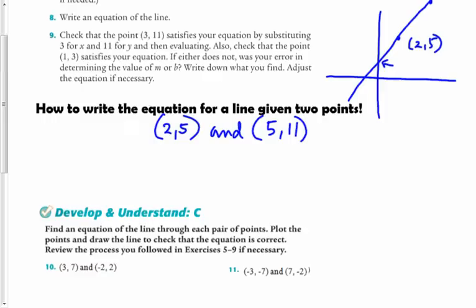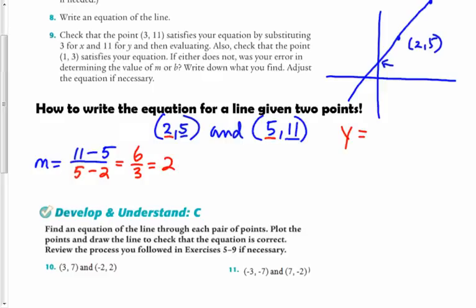So the first thing I'm going to do is find the slope, and we're going to use the slope formula since we have 2 points. I'm going to subtract my y values, which is 11 and 5. And then underneath there, I'm going to subtract the x values, which is the 2 and 5. And the 5 is with the y coordinate 11, so I need to subtract them that way. So I get 6 over 3, which is 2. So my slope is 2.